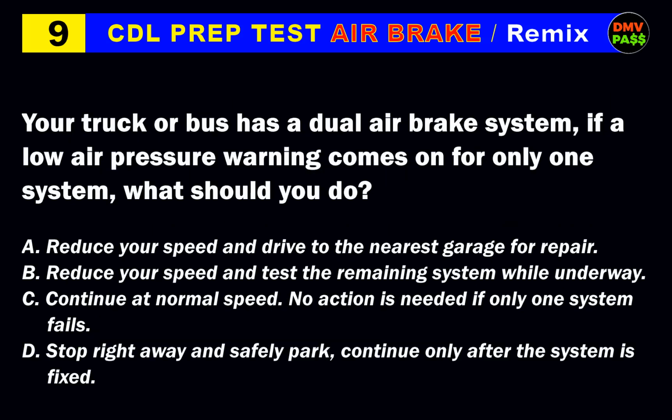9. Your truck or bus has a dual air brake system. If a low air pressure warning comes on for only one system, what should you do? A. Reduce your speed and drive to the nearest garage for repair. B. Reduce your speed and test the remaining system while underway. C. Continue at normal speed. No action is needed if only one system fails. D. Stop right away and safely park. Continue only after the system is fixed. The correct answer is D. Stop right away and safely park. Continue only after the system is fixed.